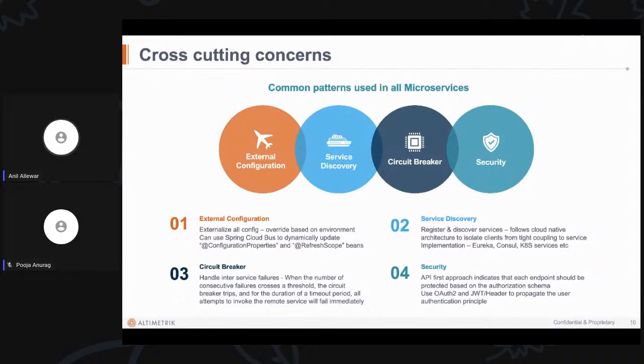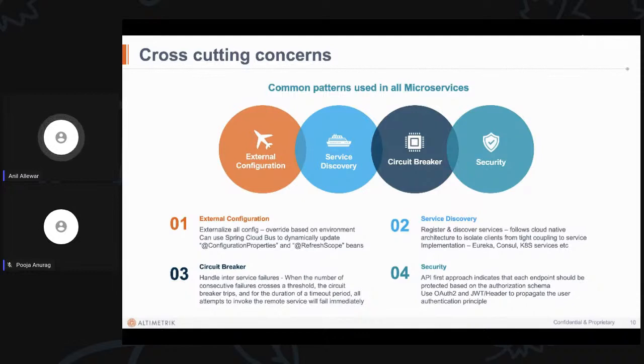Patterns that are used in all microservices. One, if you go into 12-factor apps, the first is the external configuration, where you externalize all the config based on environment. Those could be maintained on GitHub, or if you're using Kubernetes, you could also use Kubernetes config maps to do that, right?